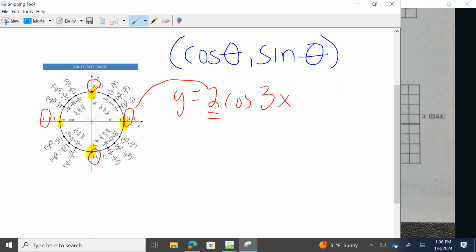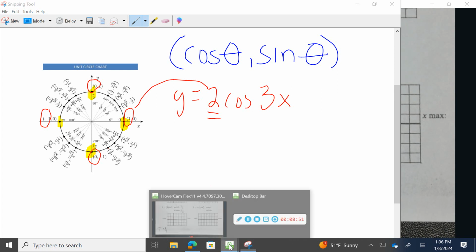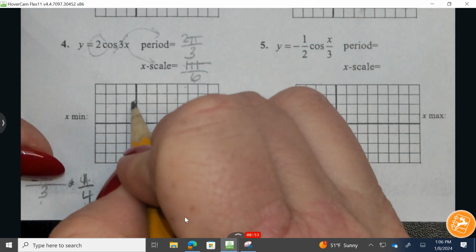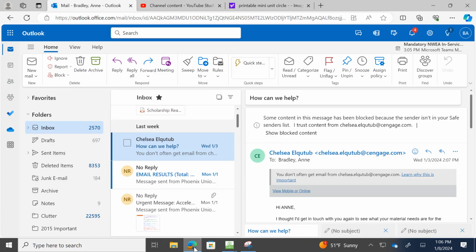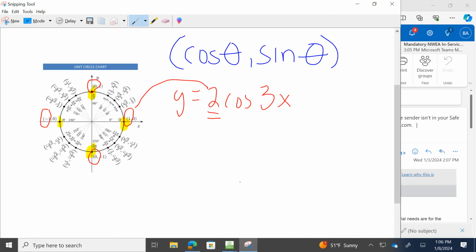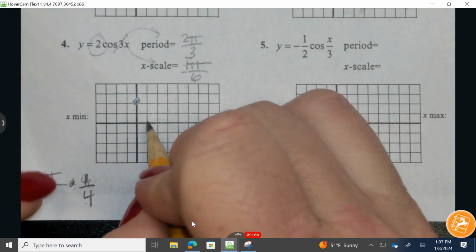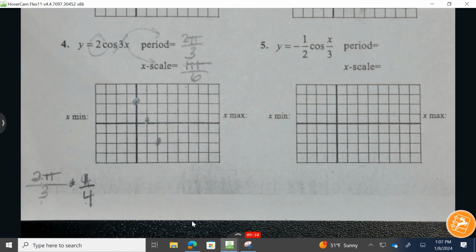So I'm going to take 2 times 1 to get 2. So I'm going to start off with 2. And then my next step is going to be 0 times 2. 0 times 2 is 0, and then negative 1 times 2 is negative 2. So I'm going to do those next 2 steps. We're going to go 0, then down to negative 2.